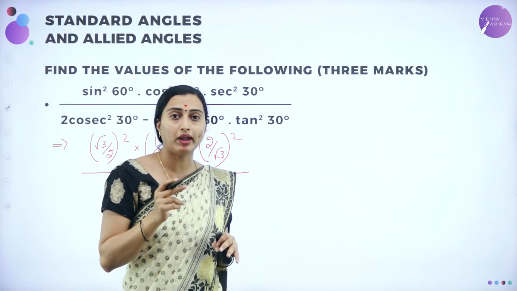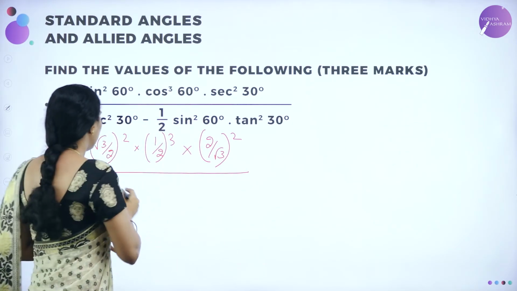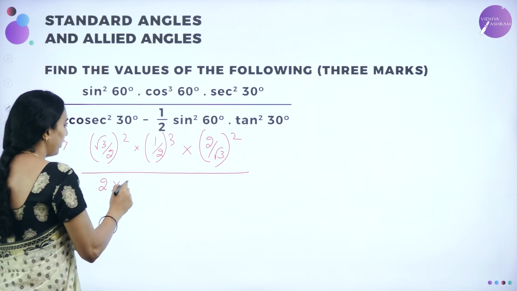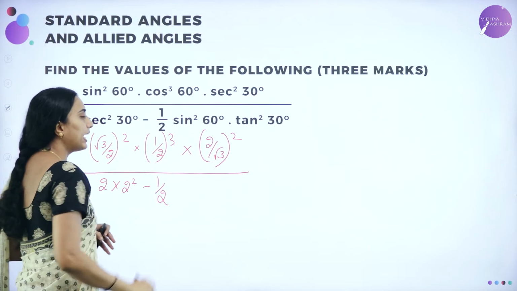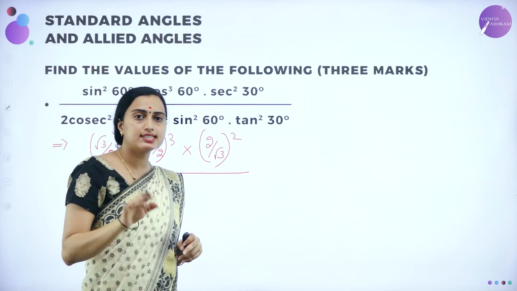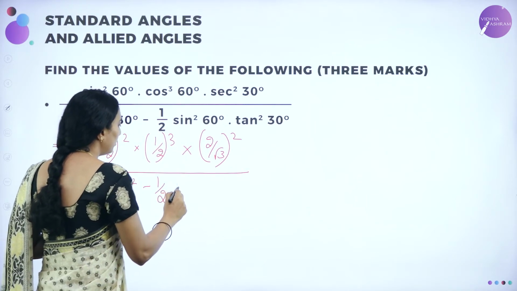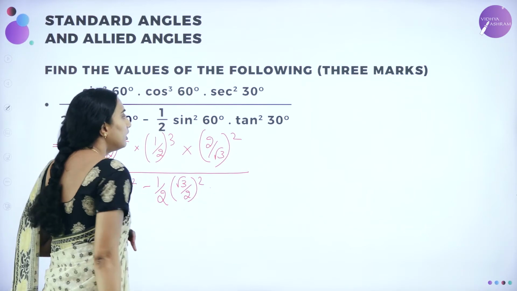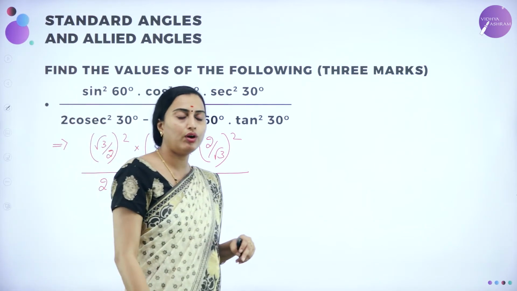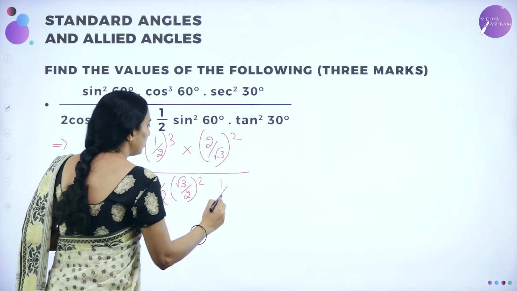Sin 30 degrees 1 by 2. Cosecant squared is reciprocal, 2 squared. So 2 into 2 squared, because cosecant squared you are having, minus 1 by 2 into sine squared 60 degree. Sine 60 degree is always root 3 by 2. Here root 3 by 2 whole squared into tan squared 30 degree. You know already tan 30 degree is nothing but 1 by root 3. So 1 by root 3 whole squared.